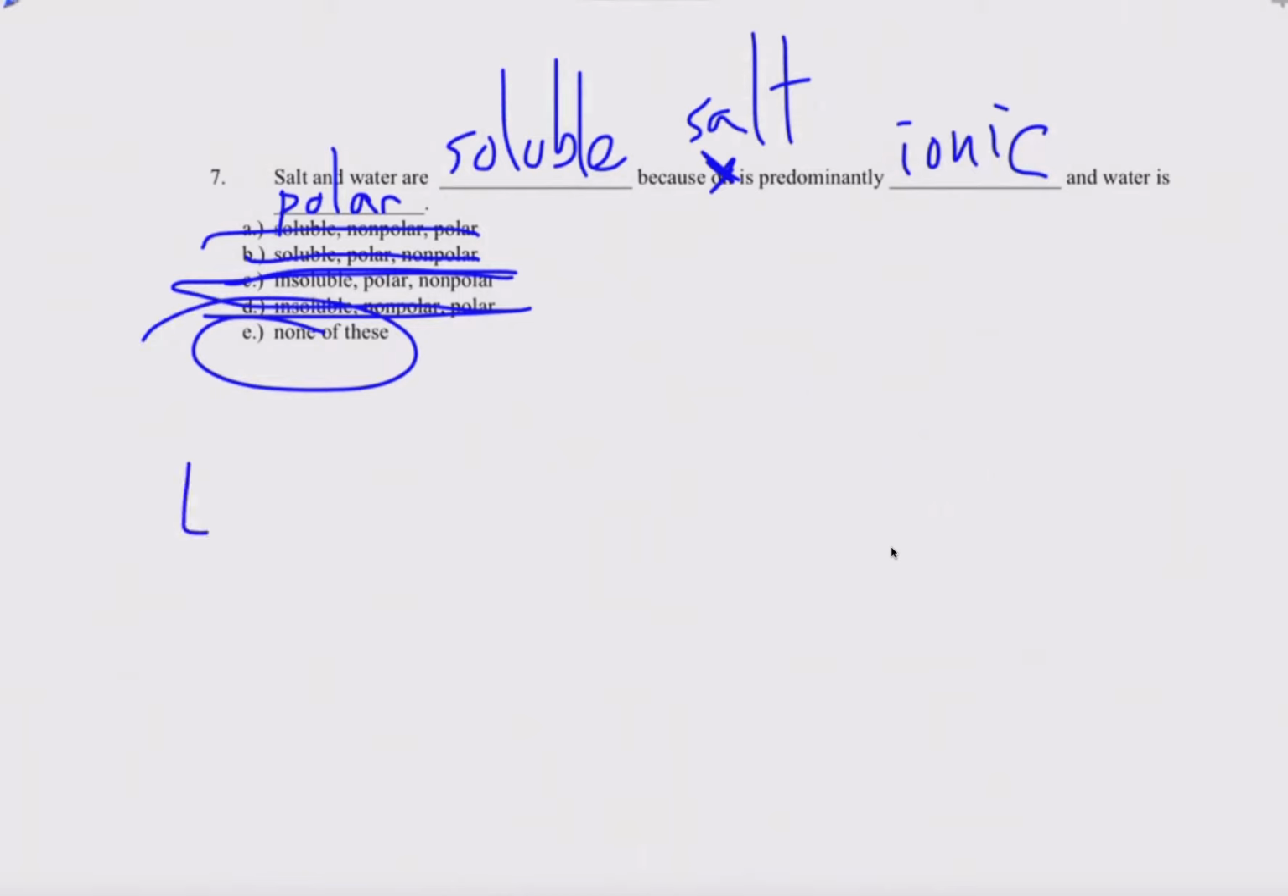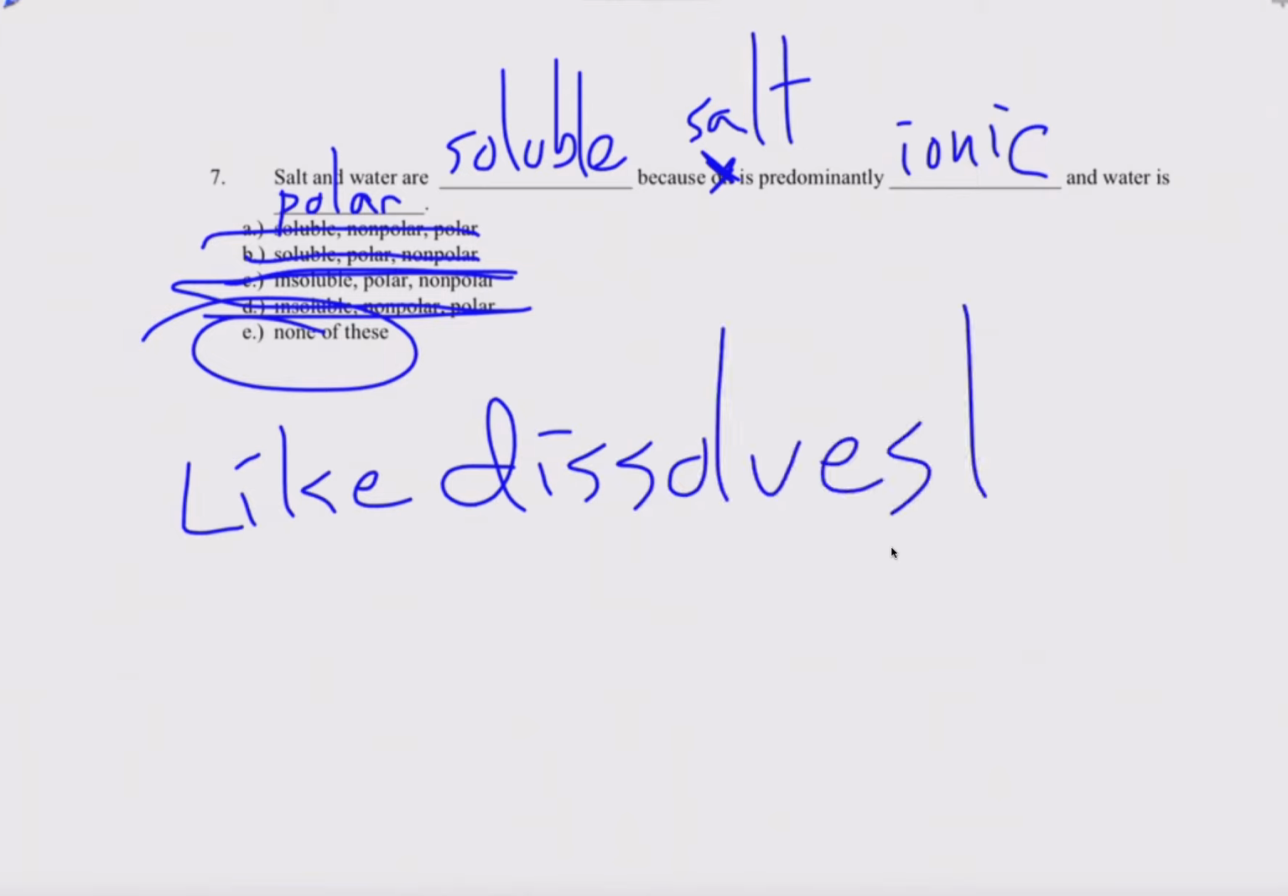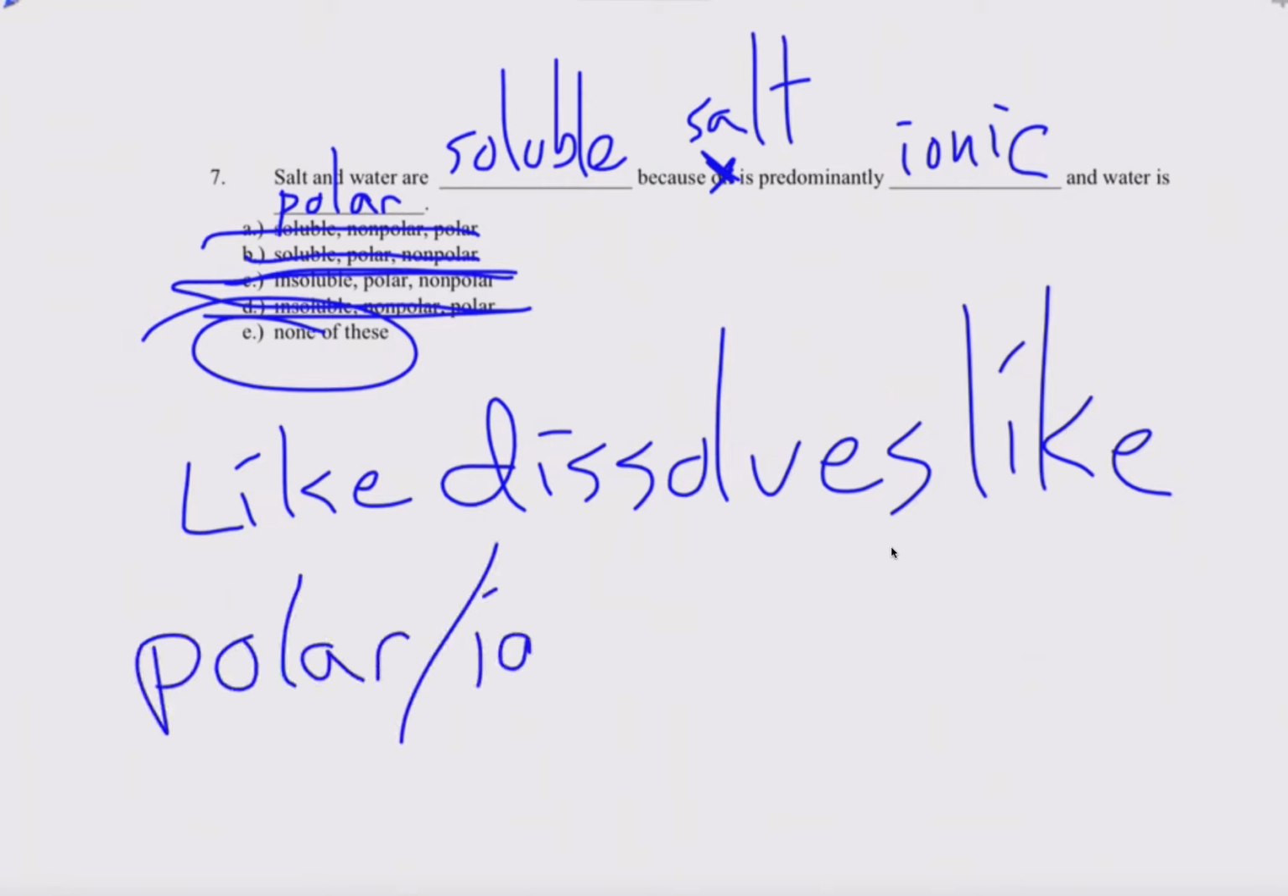But the saying again is like dissolves like, which means polar and ionic substances will dissolve in polar solvents like water. Water is very polar. Salt is very ionic. Other polar substances dissolve very well in water.